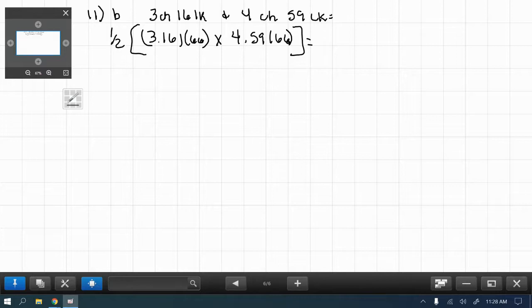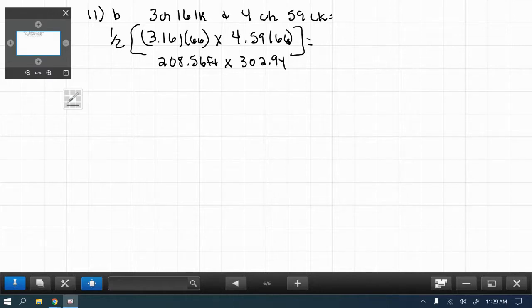You did 3.16 times 66. So you just converted it and then did your area. Is that what you're saying? So what, you have 200 and something right here? I got 280.56. $302? Yep.